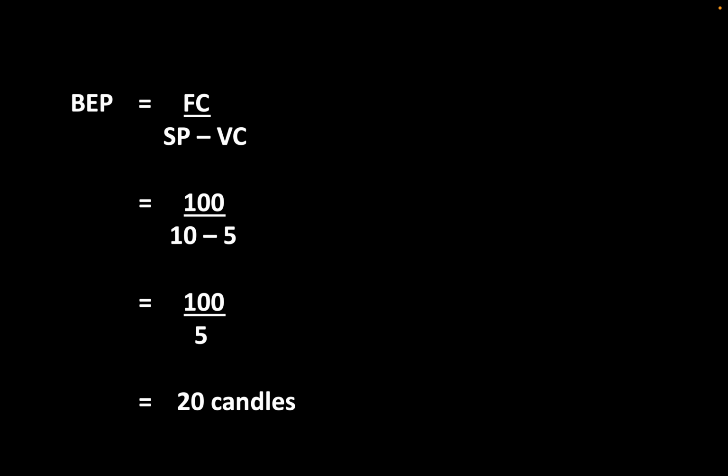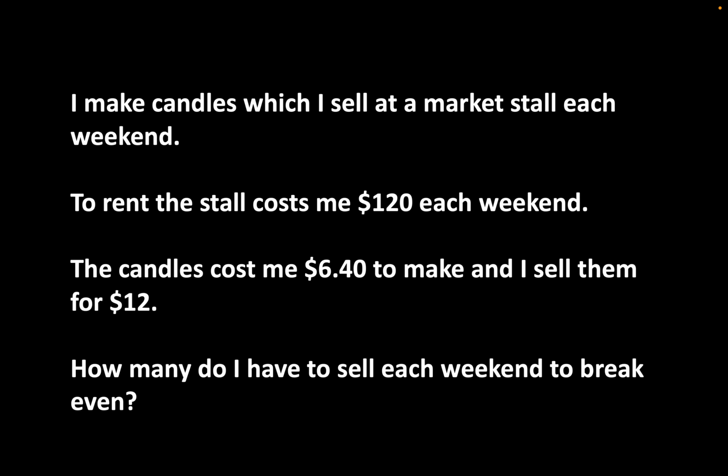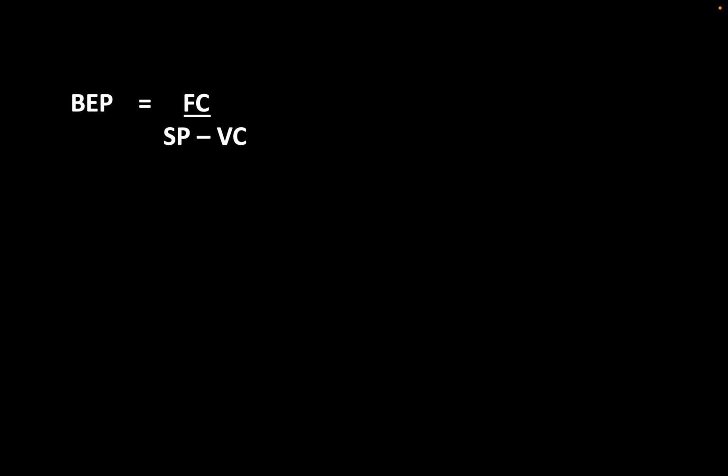The reason why the equation is important is because the answer is not always that obvious. If we change these numbers a little bit, now the stall costs $120 to rent, the candles cost $6.40 to make, and they're sold for $12. The answer won't be readily apparent to somebody now. So the equation will make it just as easy as it was when we worked out the first example. We just put in the new numbers.